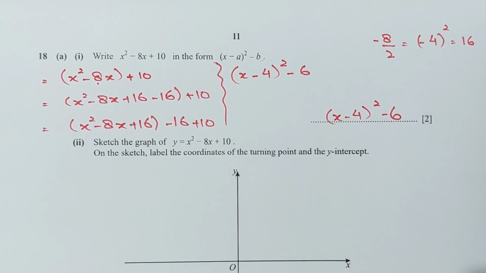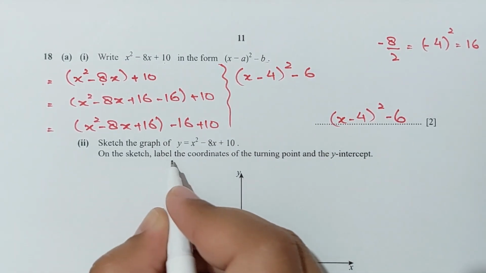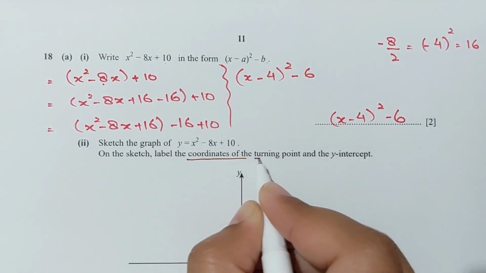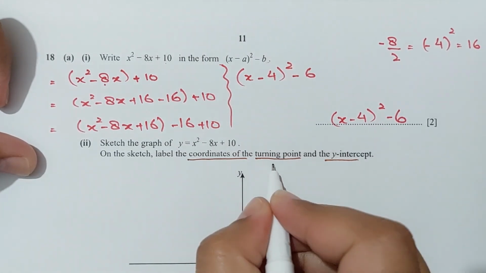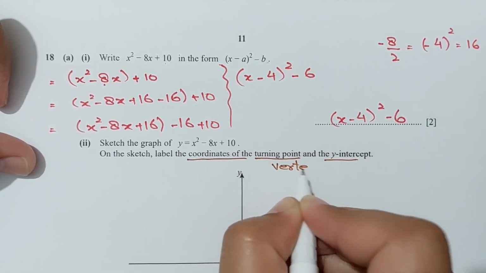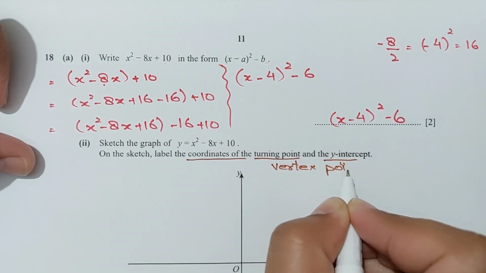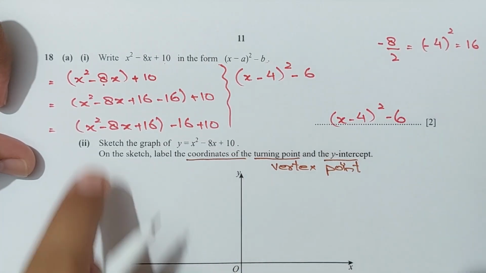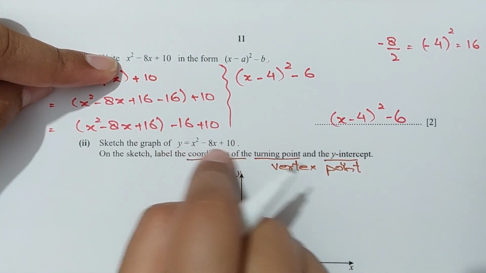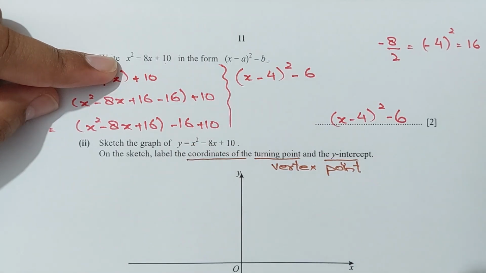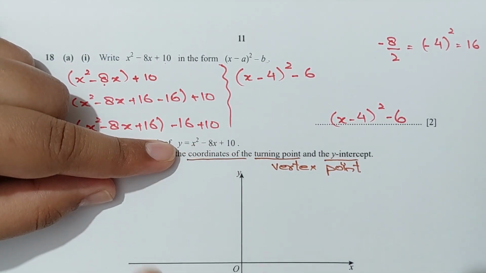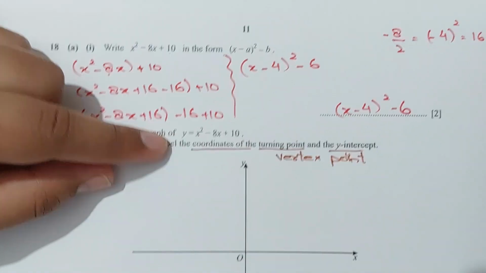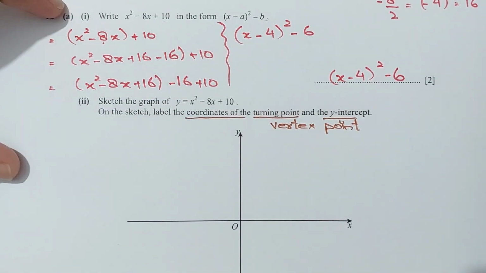All right, now for the second part, sketch the graph of this function. On the sketch, label the coordinates of the turning points and the y-intercept. Okay, turning points are basically the vertex point of this parabola, because as you can see, this is a quadratic equation, so its graph should look like a parabola. Since the x square coefficient is positive, the opening of the parabola is upward. Right, so we have to mention the turning point.